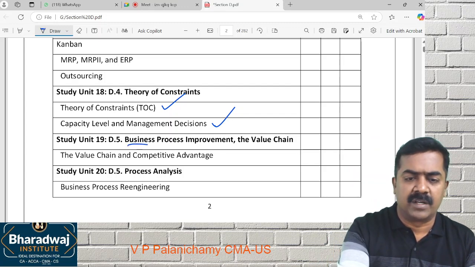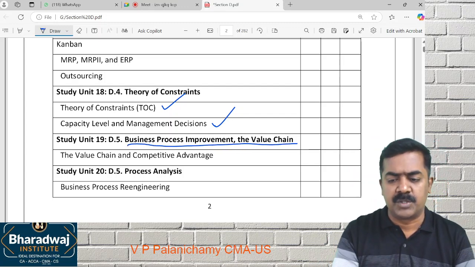Next, we'll go for business process improvement and which one? Value chain.